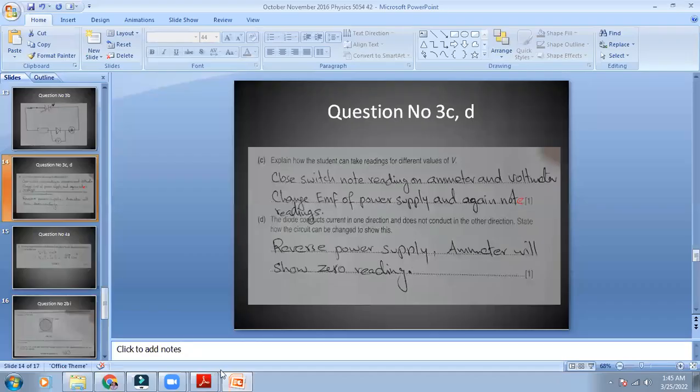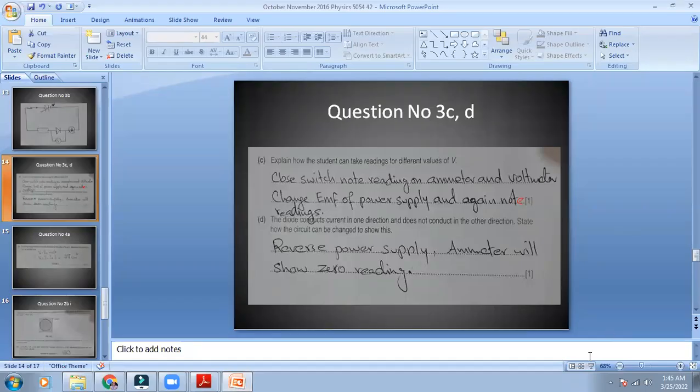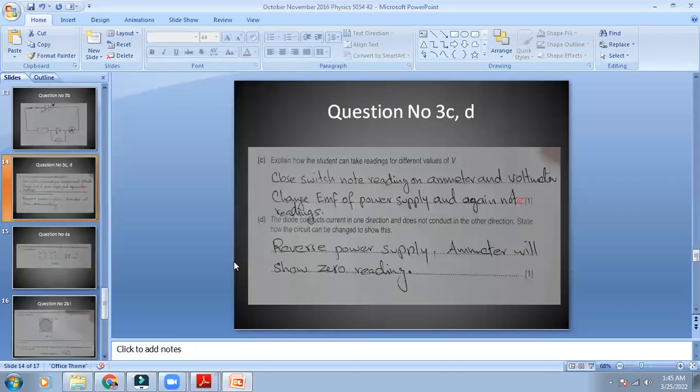Then he says the diode conducts current in one direction and does not conduct in the other direction. State how the circuit can be changed to show this. You can reverse the battery, and when you reverse the battery, you will see that the ammeter will show that there is no current flowing. That shows that the diode lets the current flow in one direction, and in the other, reverse direction, it will not let the current flow. So reverse the power supply, and that will not let the current flow.